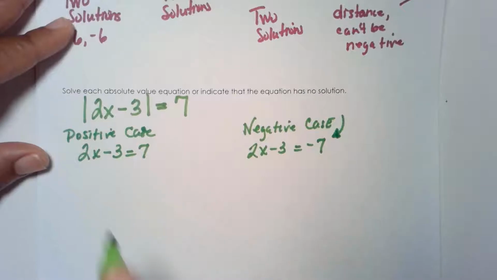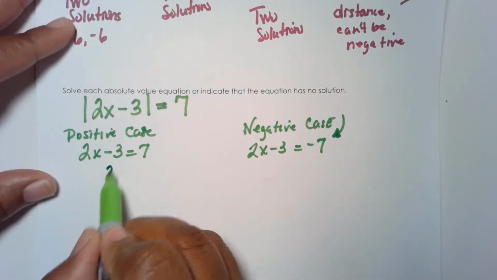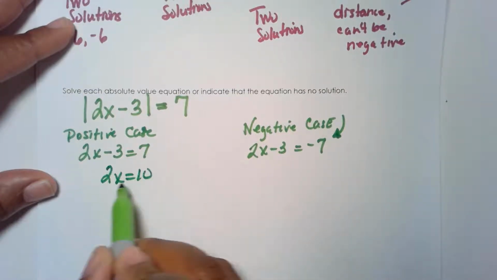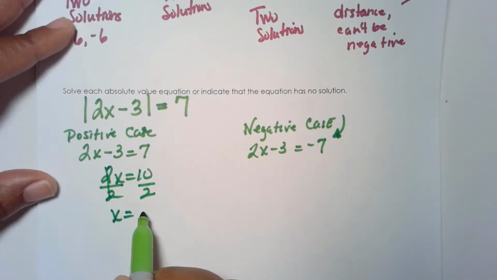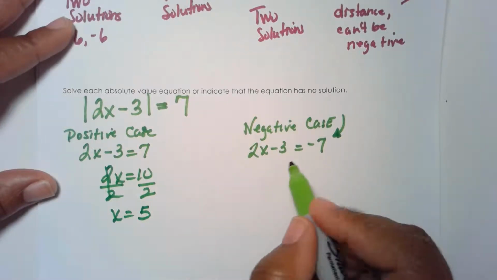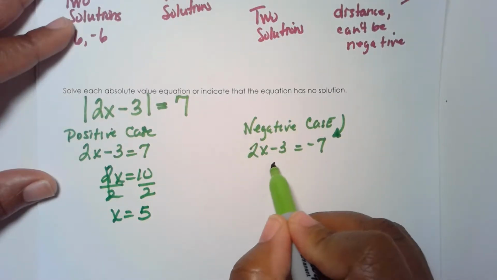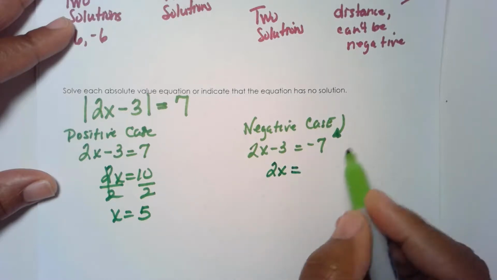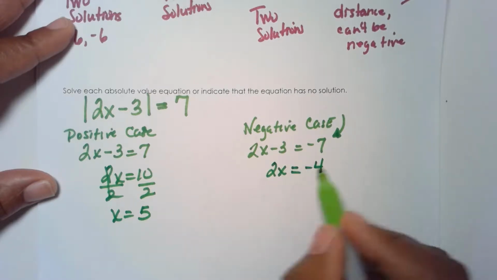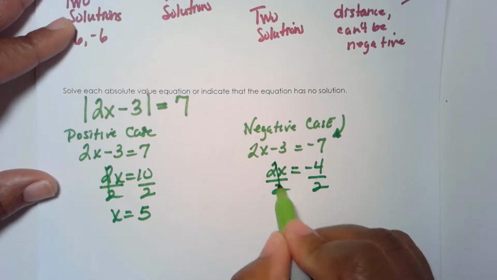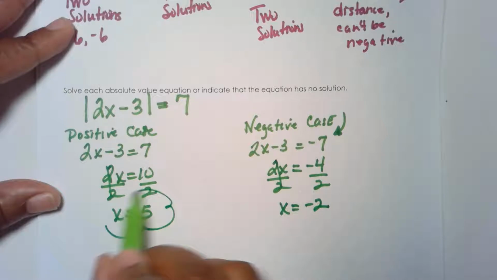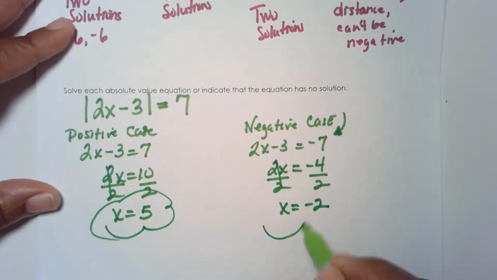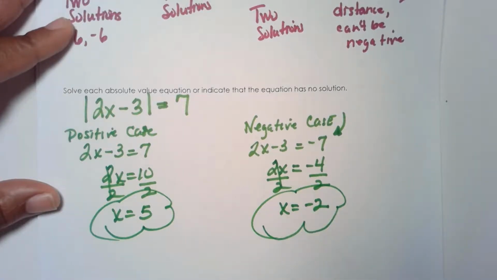Okay, so add 3 to both sides. We have 2x is equal to 10. Then we're going to divide by 2. We have x is equal to 5. And then here again, we're going to add 3 to both sides, but this time we have 2x is equal to -4. Divide by 2. We have x is equal to -2. So our solutions are 5 and -2.